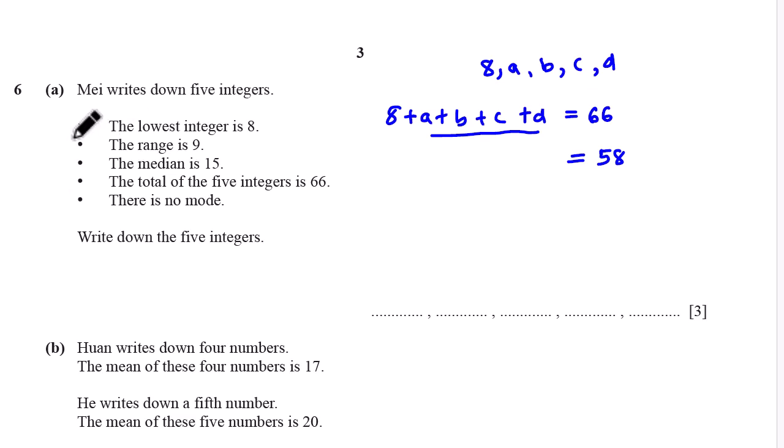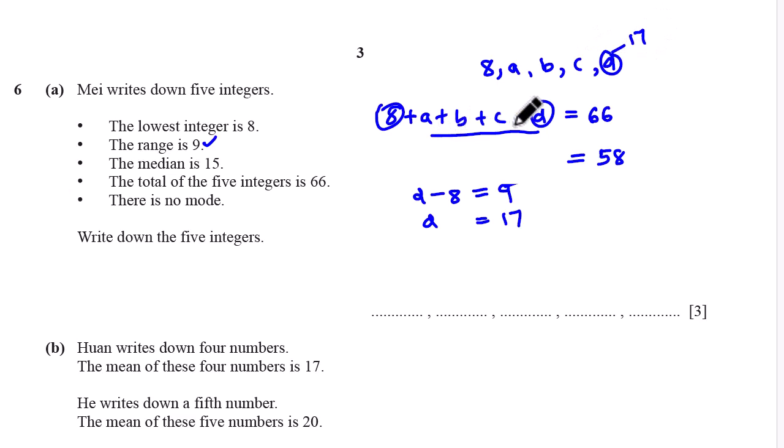When they say the range is 9, what it meant is that the difference between the largest number, if we assume that D is the largest number, and the smallest number, which is 8, is 9. That is what this statement means. So we are going to say D minus 8 is 9. So it simply means that 9 plus 8, 17. So we have solved this to be 17.